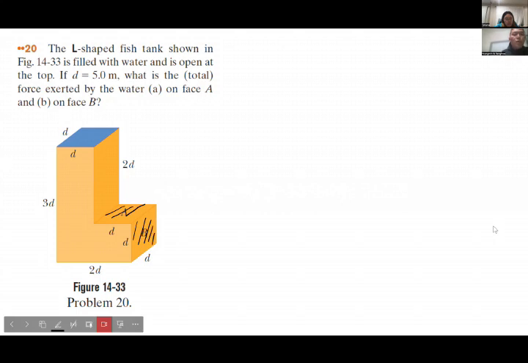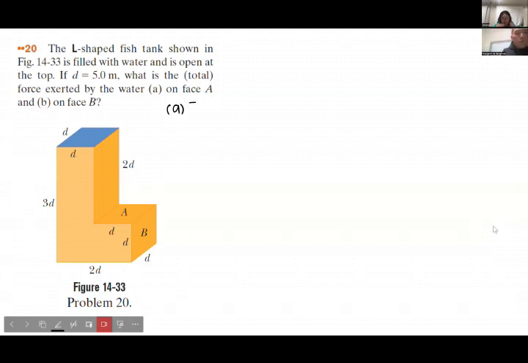So we want to find out the pressure applied directly from bottom to up to the base A, and left to the right to the base B. Okay, so that's the problem. We have to find out the pressure applied to the two different bases, oriented in different directions. So number A, the base A.